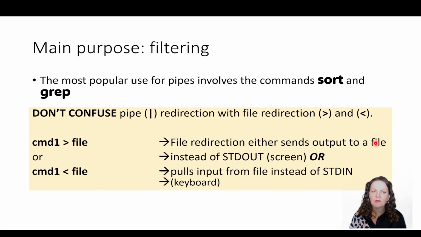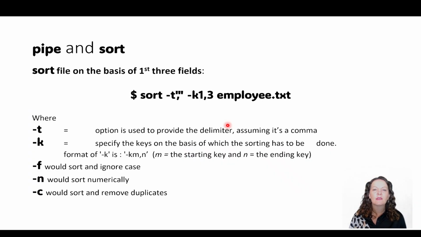Pipe isn't the same as redirection. Your redirection, the greater than sign, will redirect the output of a command into a file name, rather than to your standard output, which is your screen. You can also redirect your standard input using the less than sign. Remember that using just one greater than sign will overwrite whatever existed in the file, whereas if you use double signs, it will append to the end. So for your pipe, if we do an example of sorting, here's pipe and sort.